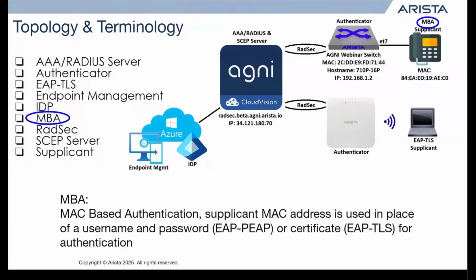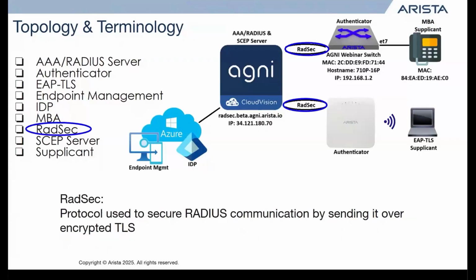MBA, or MAC-based authentication, allows for the use of a supplicant's MAC address in place of a username and password or certificate for 802.1x authentication. This is useful for clients that don't support 802.1x natively, such as printers, IP phones, or other IoT devices.